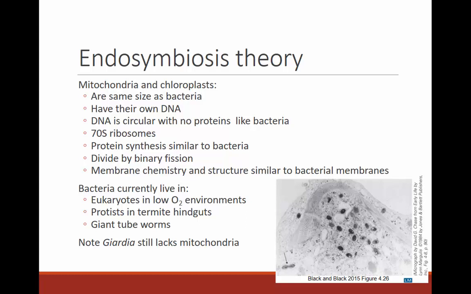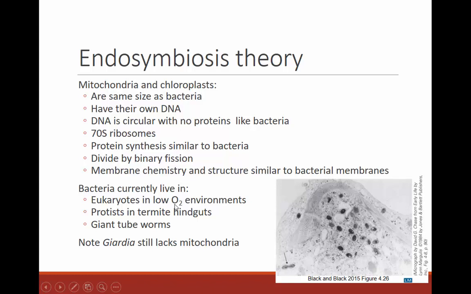So why did this theory appear? About in the 1960s, you've got the evidence: mitochondria and chloroplasts are about the same size as bacteria. They have their own DNA. The DNA is circular with no proteins, like bacteria. They've got the 70S ribosomes. Protein synthesis is similar to bacteria. They divide by binary fission, so on and on it goes.